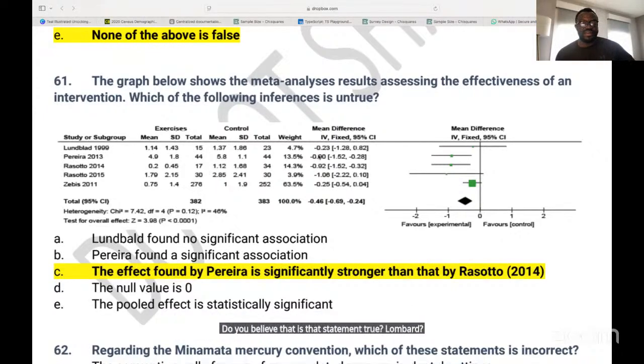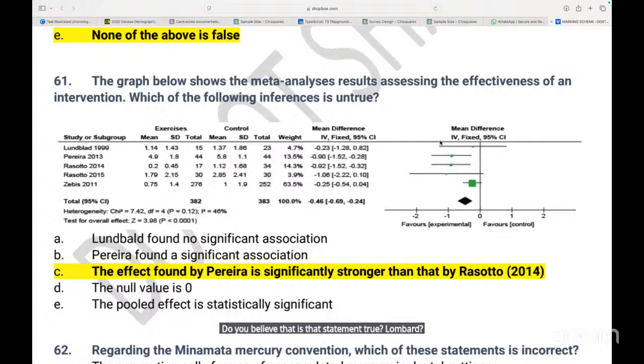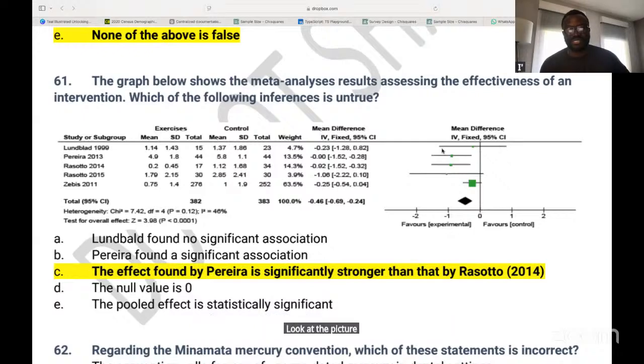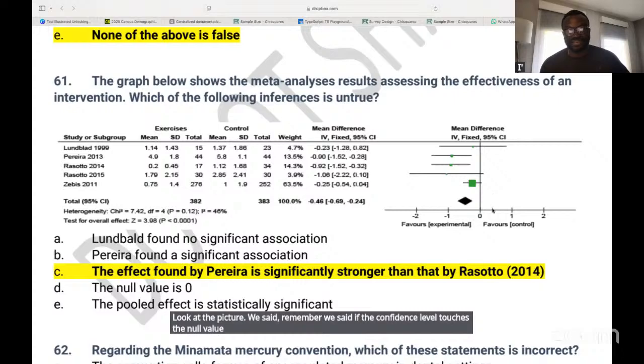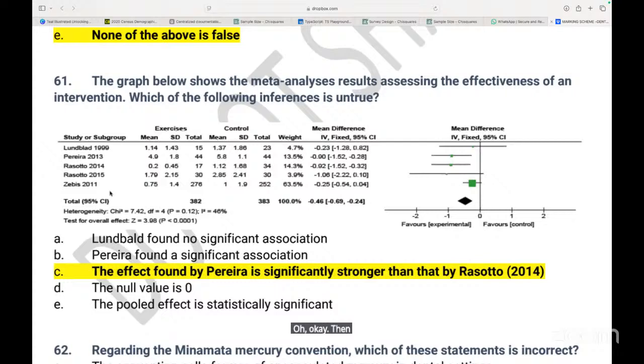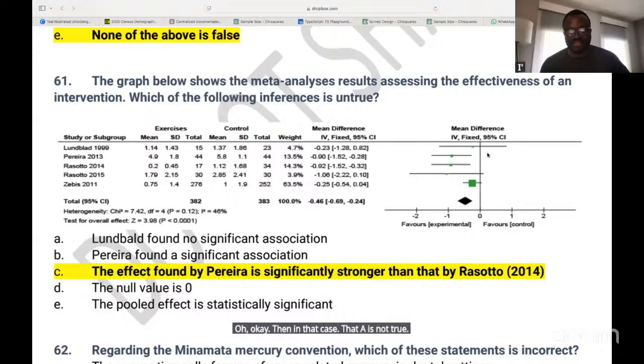Lombard found no significant association. It's not true because it's significant, because we can see the confidence interval is below 1. Look at the picture. Remember we said if the confidence interval touches the null value, it means it is not significant. Oh, okay. Then in that case, that A is not true. So we can agree that this is not significant, right?